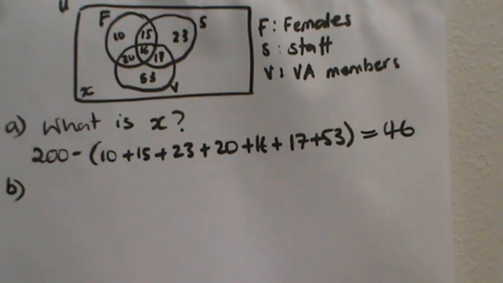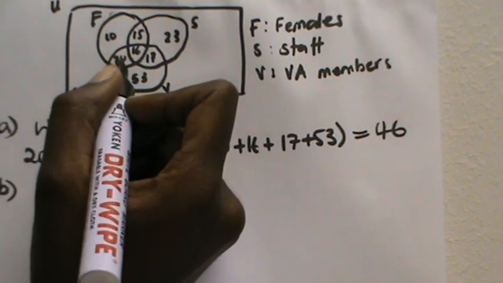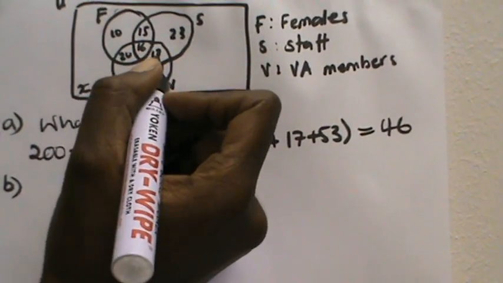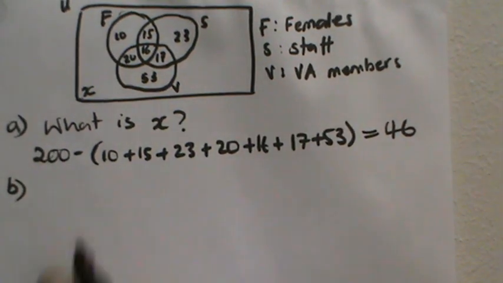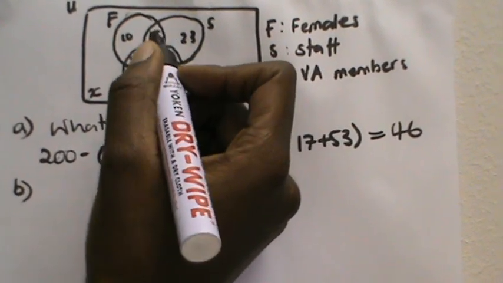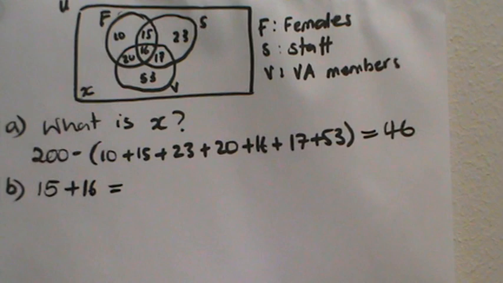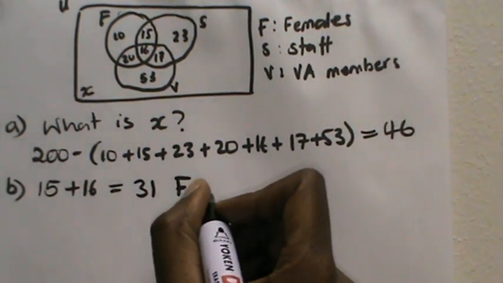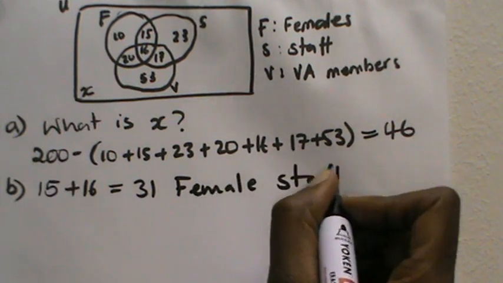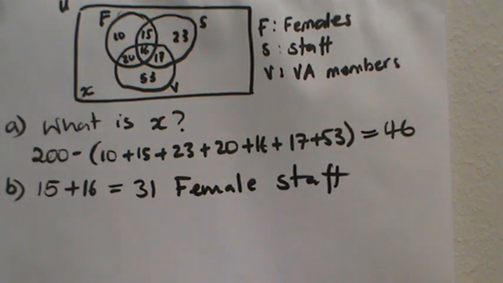Okay, then the next one is how many female staff members were interviewed. So I need the people that when I look on the female, or I look inside the female circle, I will see them. And when I look inside the staff circle, I will see them. So this is the female circle. There's 10, 15, 20, 16, and the staff circle there's 15, 16, 17, and 23. So what numbers are in both of those? It's this one, 15, because it's in the staff circle, and also in the female circle, and 16. So this one will be 15 plus 16, which is equal to 31 female staff. Okay, so I think that one is pretty easy to do.